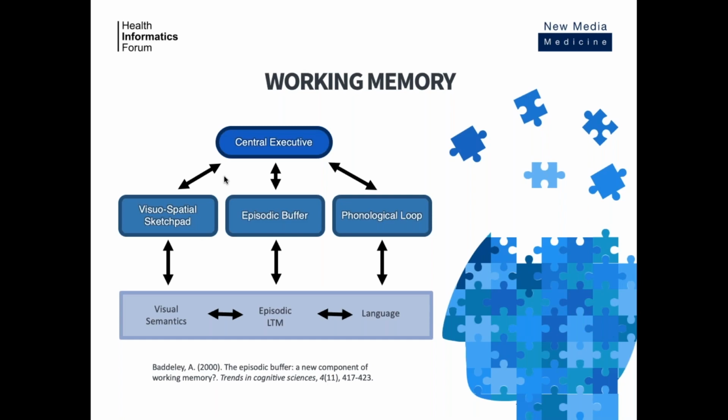And these three areas draw on deeper areas of the brain. So, for example, the language area is important for the phonological loop. Your episodic long-term memory, where you store your memories of previous episodes and all of the episodic memory that you have in your life, interacts with your episodic buffer. And your visual semantic memory is important for bringing things into your visuospatial sketchpad. So visual semantics means factual knowledge of visual things.